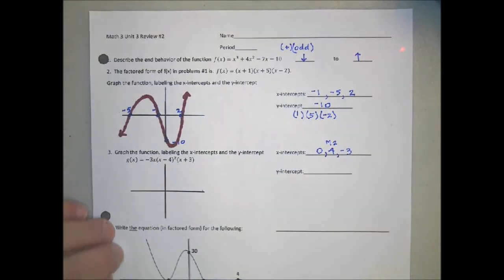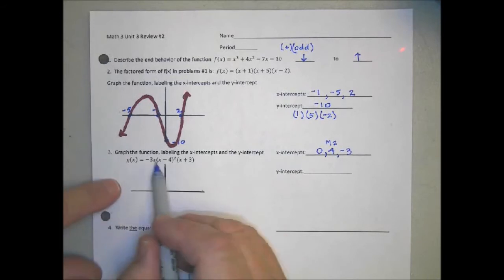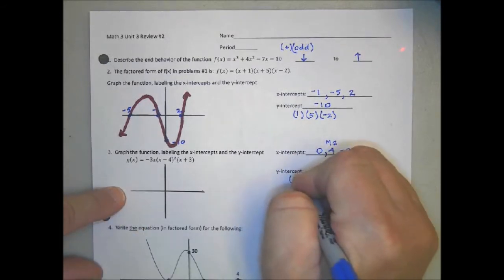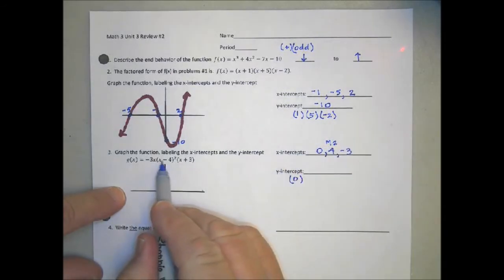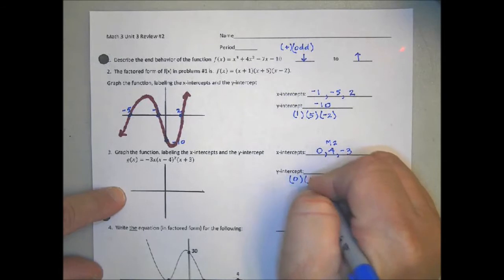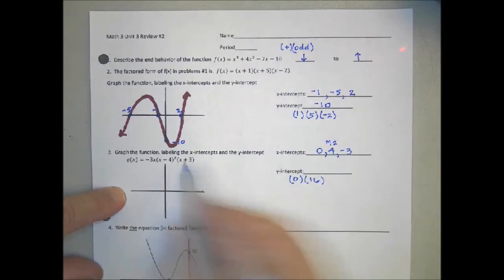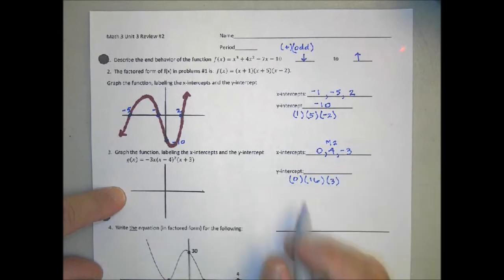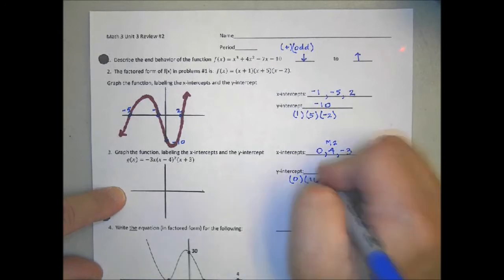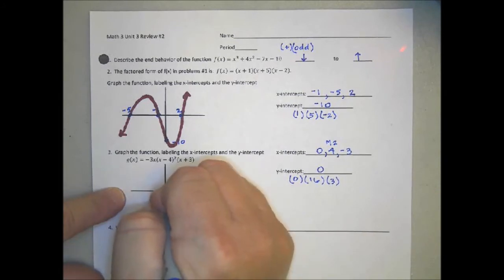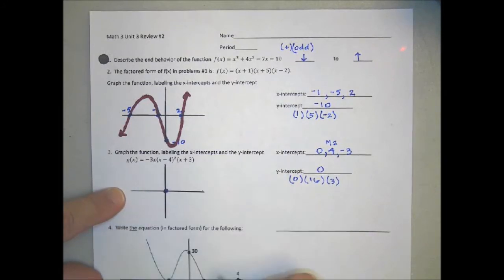And the y-intercept happens when x equals 0, so -3 times 0 would be 0. That's really all we need to know right there. But 0 minus 4 is -4. And then when you square that, you get 16. And then 0 plus 3 is 3. And so 0 times 16 times 3 is still 0. So not only is 0 an x-intercept, it's also the y-intercept.